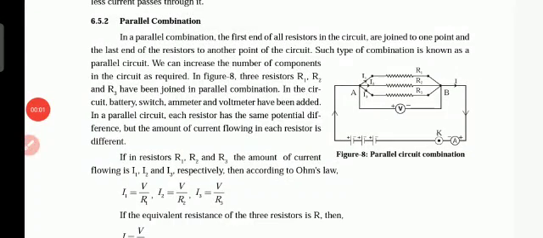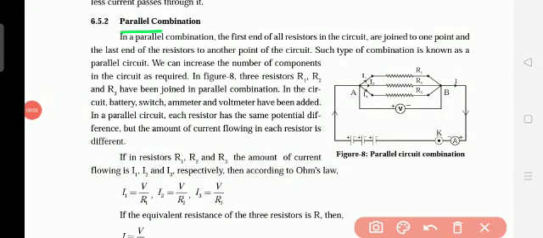So now we study the parallel combination. Parallel means the resistances are arranged in a parallel way. The first ends of all the resistors are joined at one point, and the last ends of the resistors are joined at another point of the circuit. Such a type of combination is known as a parallel circuit.